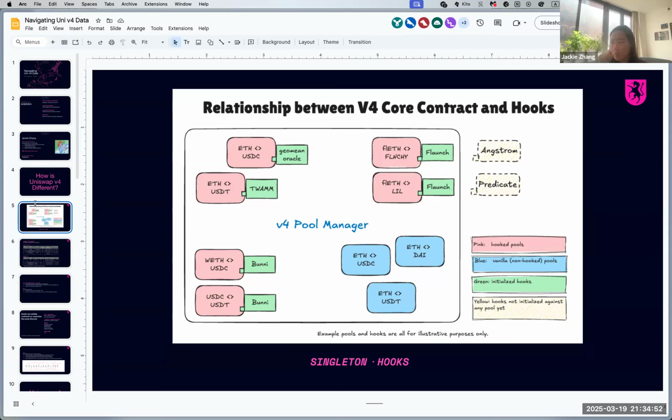In the V4 landscape, it is a singleton contract, meaning all the pools live within this contract. It will create implications for data analysis that we can go into later, but it's important to visualize. For example, the ETH USDC pool or the Flunchy pool. Although there are different pairs, when we crunch data and think about token flows, they all live in the one V4 core contract, the pool manager contract, and everything goes through this one contract. So that's the singleton perspective.